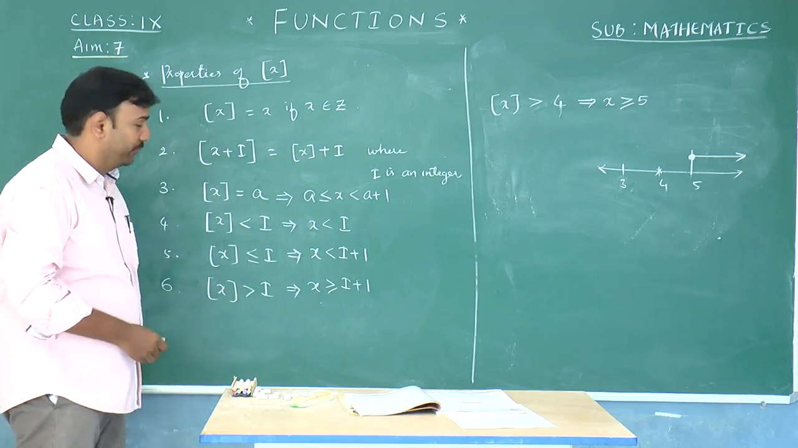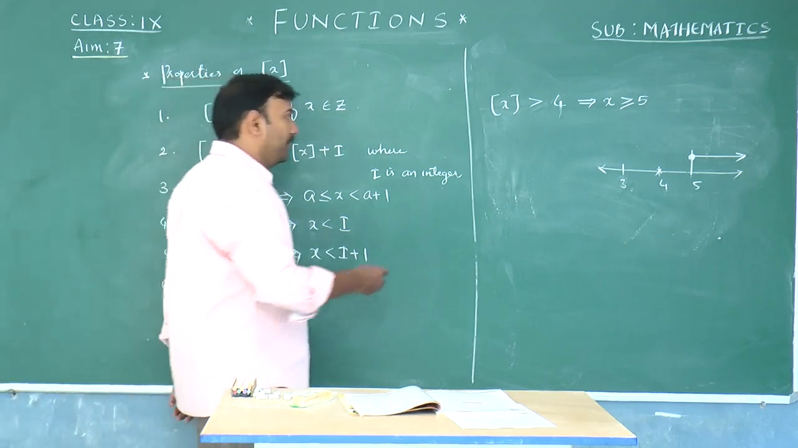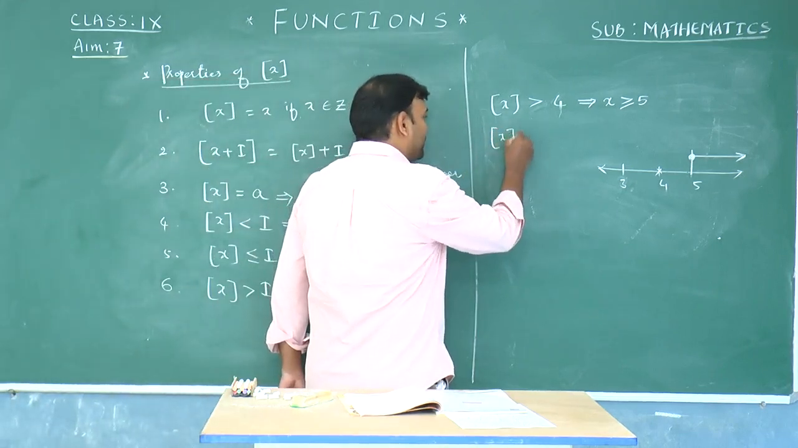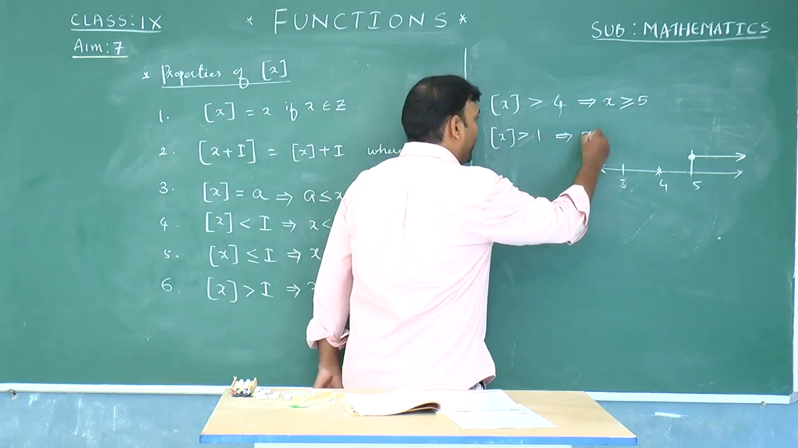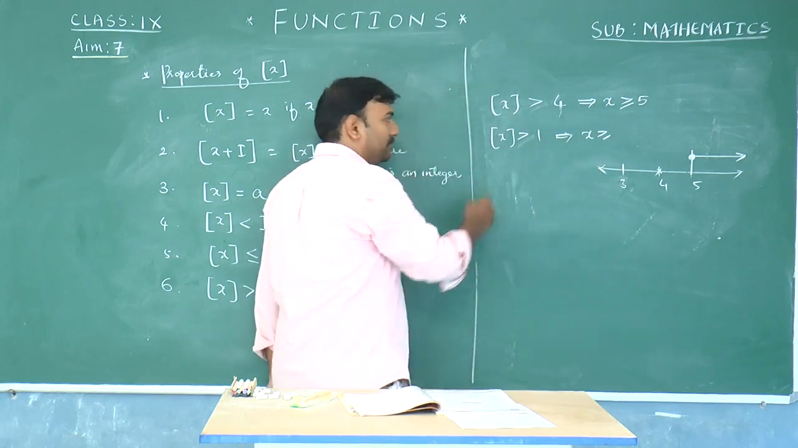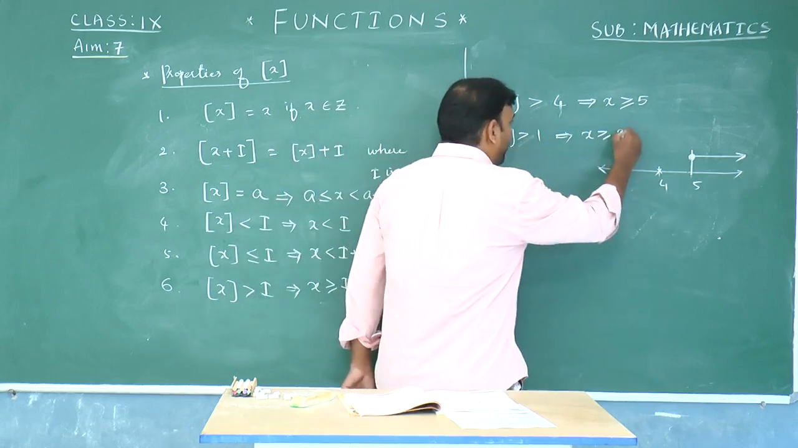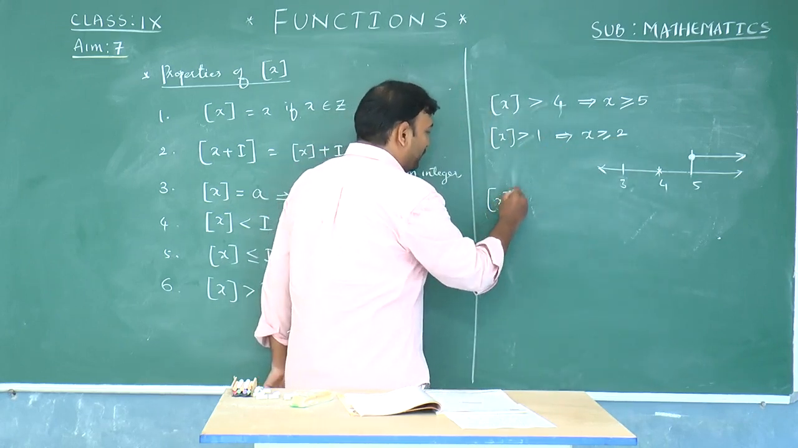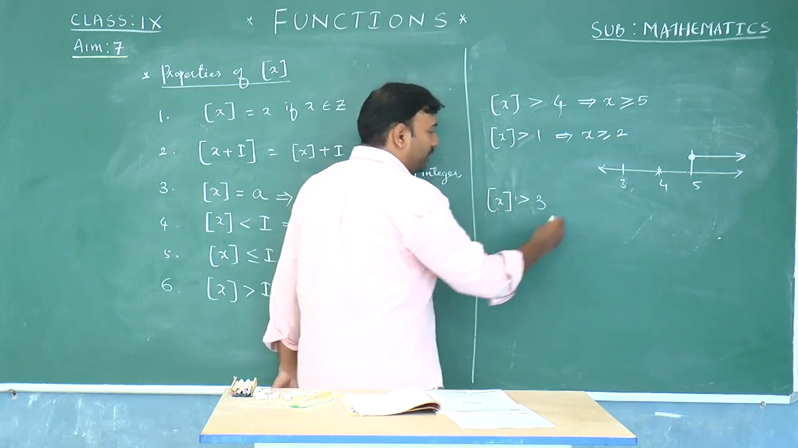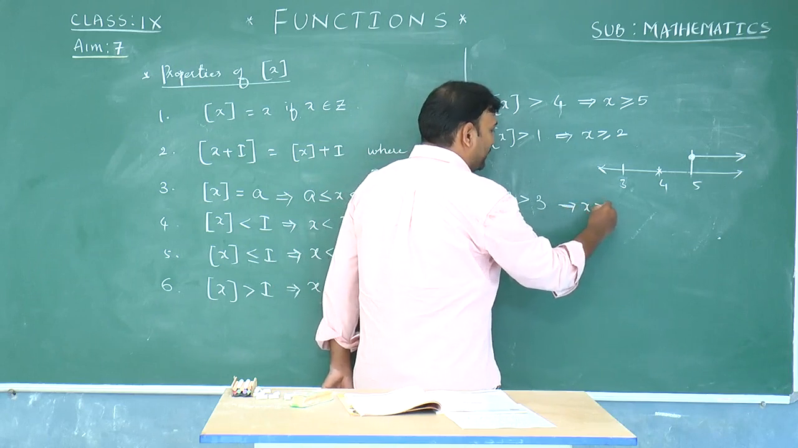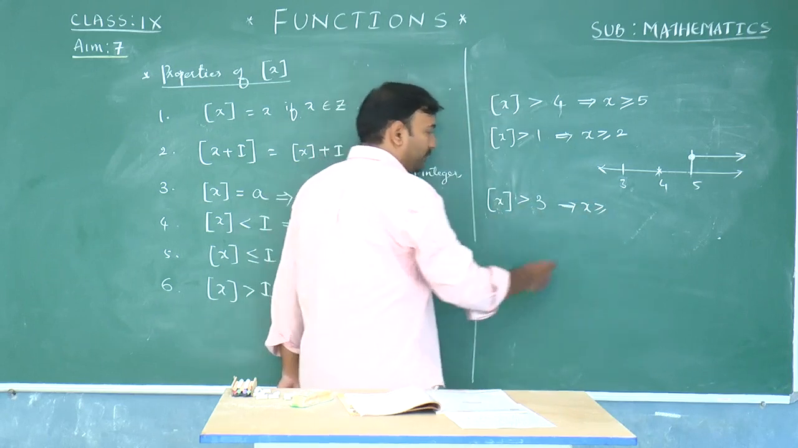So by using this property, if I ask you step x greater than 1, the solution is going to be x greater than or equal to 1 more than this integer, which is going to be 2. If I ask you about the solution for step x greater than 3, the solution is going to be x greater than or equal to 1 more than this integer, which is going to be 4.